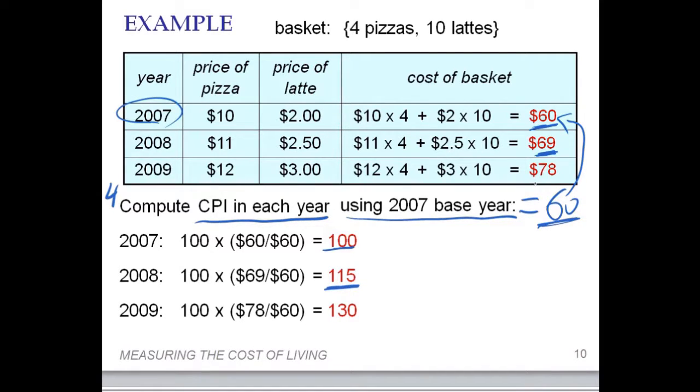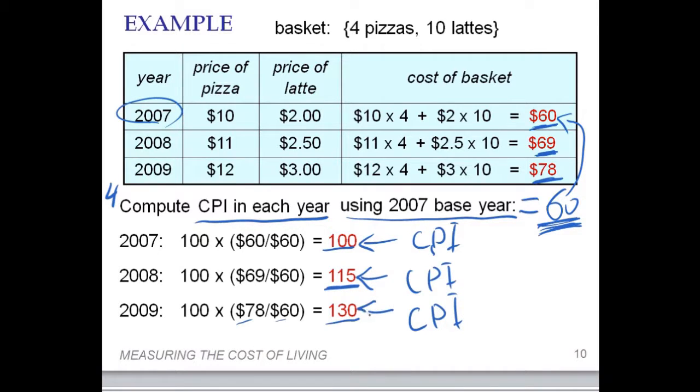So the CPI for the year 2009 will be like that. The cost of the basket for that year, which is 78, divided by the cost of the basket for the past year, which is here 60. So it will be 78 divided by 60 multiplied by 100 to be equal 130. So the CPI for the year 2007 is 100 and the CPI for the year 2008 is 115. The CPI for the year 2009 is 130.